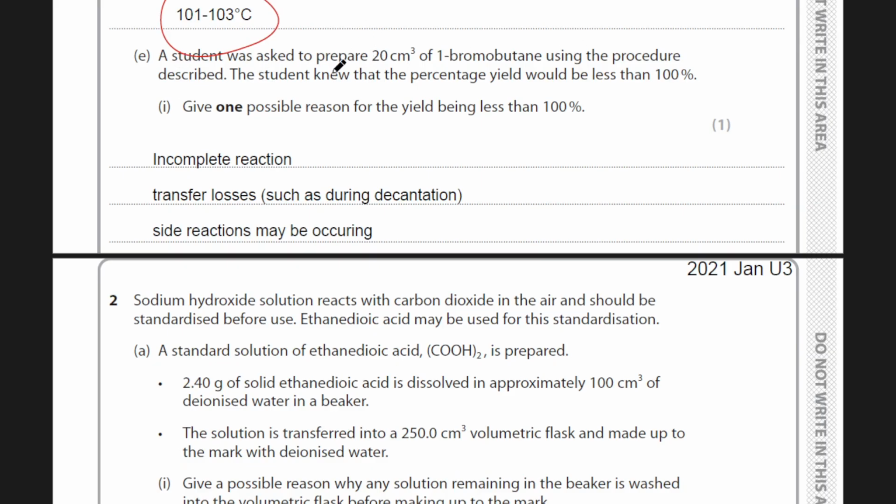A student was asked to prepare 20 cm cubed of 1-bromobutane using the procedure described. The student knew that the percentage yield would be less than 100%. Give one possible reason. Well, there are many possible reasons. Basically, side reactions may occur, leading to the production of unwanted products, or an incomplete reaction, which means not all the products are produced. And during decantation, or in other words filtration, some product might get lost to the surroundings. This is very much important.